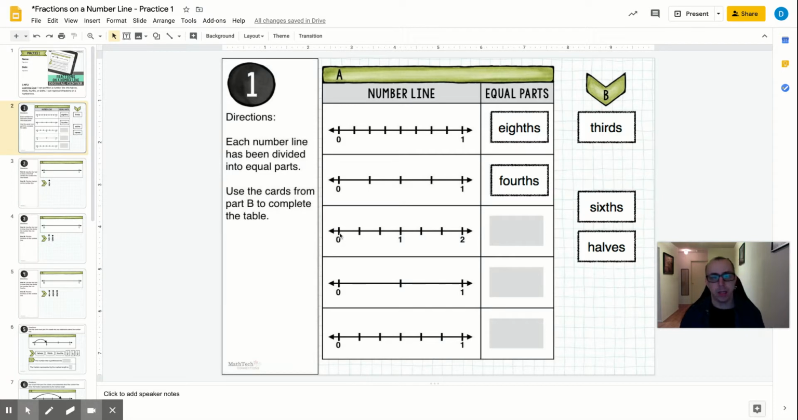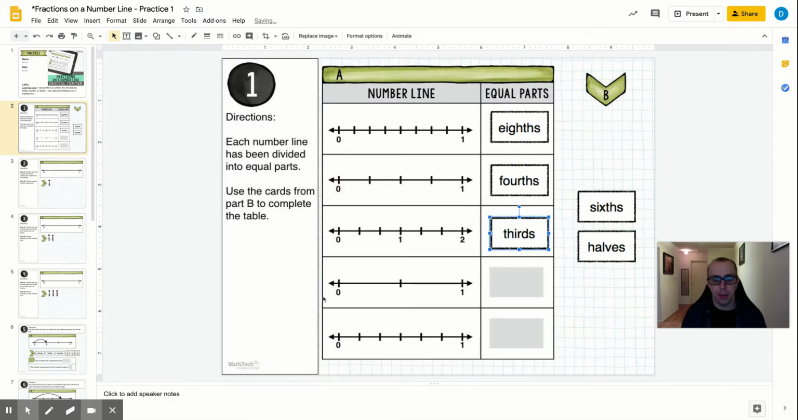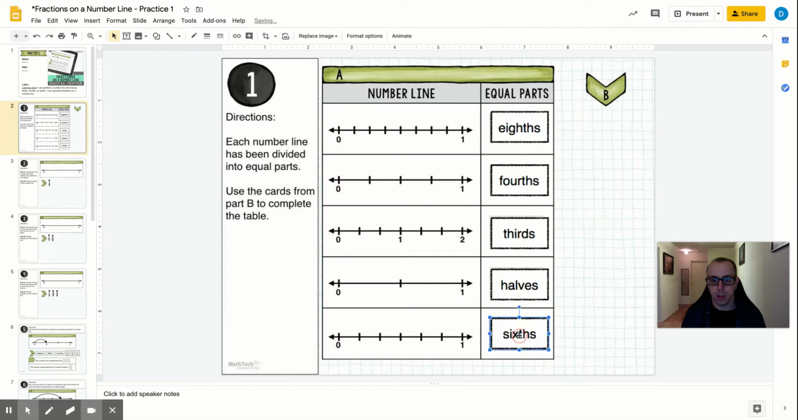So let's begin by counting from 0 to 1. 1, 2, 3. So this is divided into thirds. And this one, 1, 2, is halves. And then this number line, 1, 2, 3, 4, 5, 6. So this is divided into sixths.